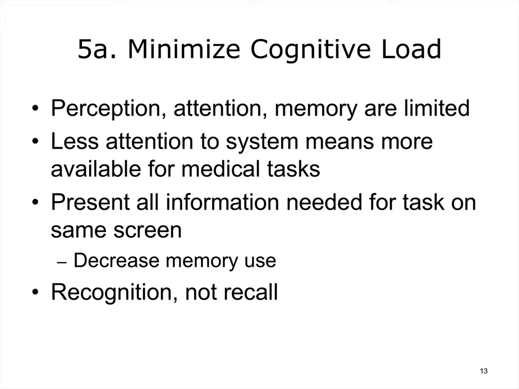Some means of reducing cognitive load are to present relevant information together on the same screen, as switching screens uses short-term memory. Using methods that require recognition, such as making the user choose items from a list, rather than recall, such as typing in commands, reduce cognitive load imposed by the system.